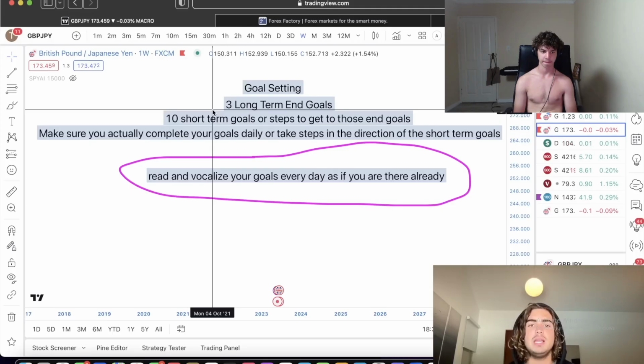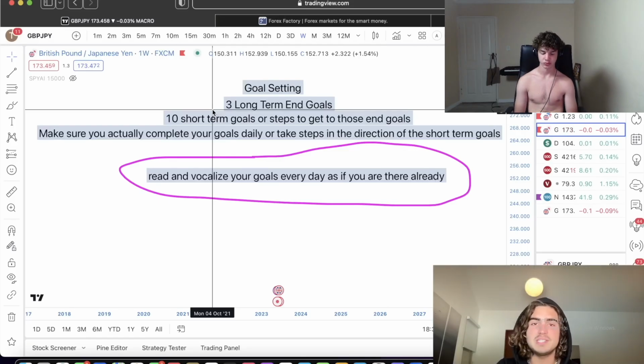Make sure you read and vocalize your goals every single day. What I used to do and what I plan on doing, you guys can even do this too, is I started with my goals at the back of the notebook. I wrote out my 3 long-term goals. I wrote out my short-term goals to get to those goals. And then on the back, right? So it was like the first page on the back.